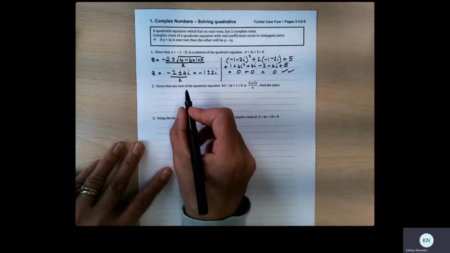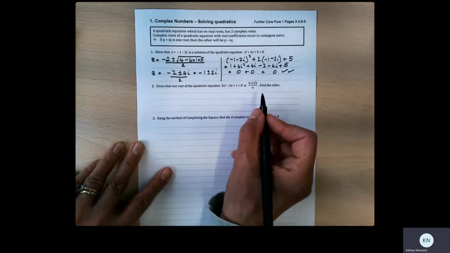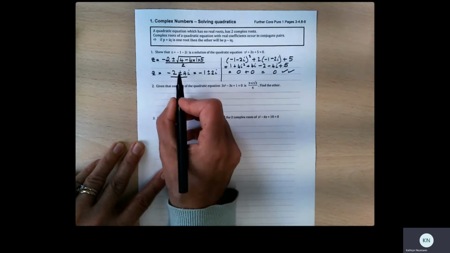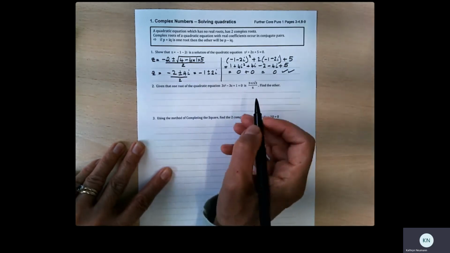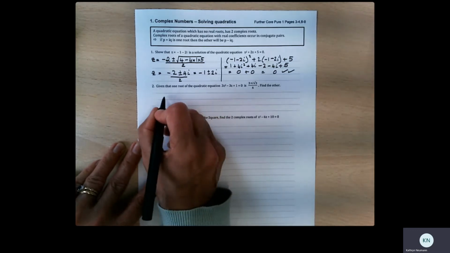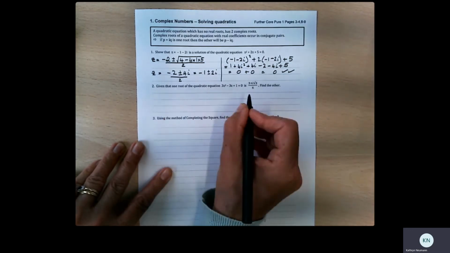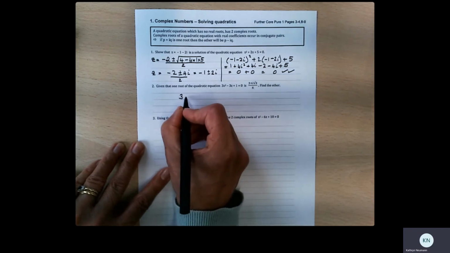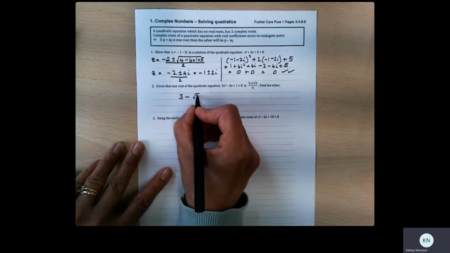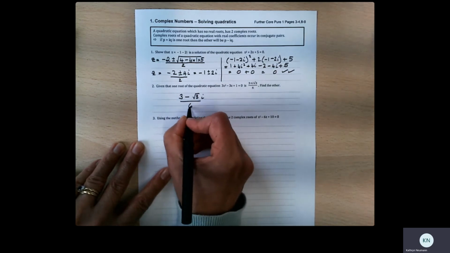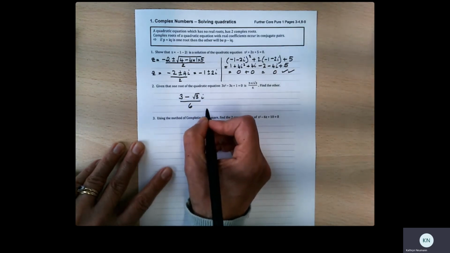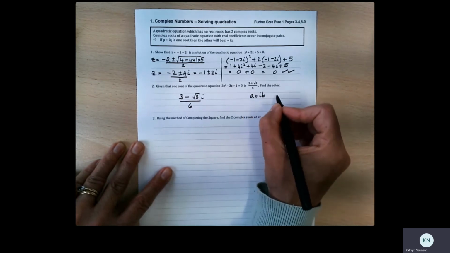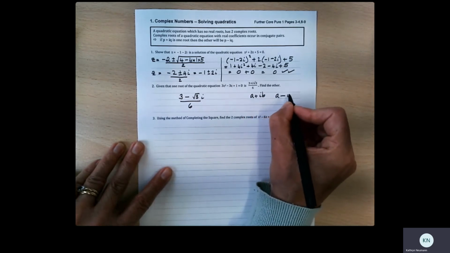Right, question 2. If you know one root of a quadratic equation, then straight away you know the other root, because you can see from the quadratic formula the plus or minus is always going to generate the second root. So if we've got that one root is 3 plus root 3i over 6, then the other root will be 3 minus root 3i over 6. And you can just write that down each time. So if one root is a plus ib, then the other root will be a minus ib.